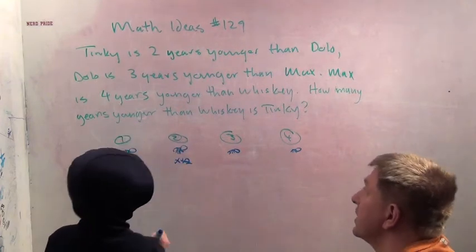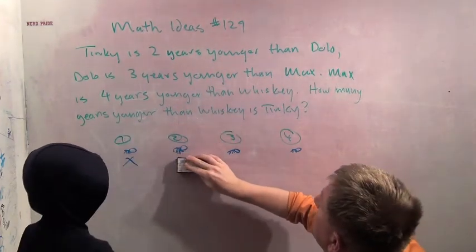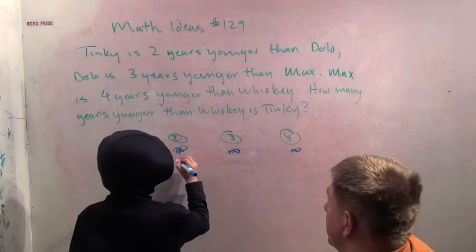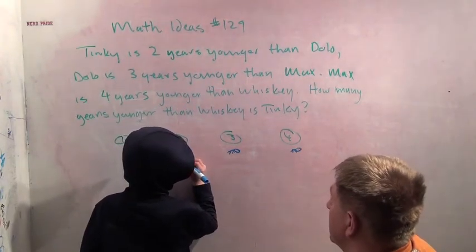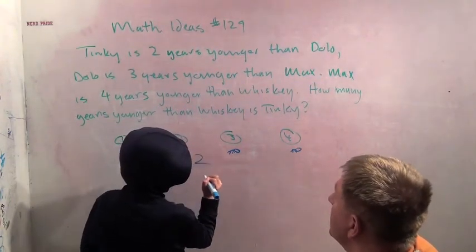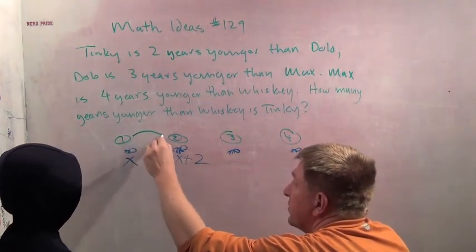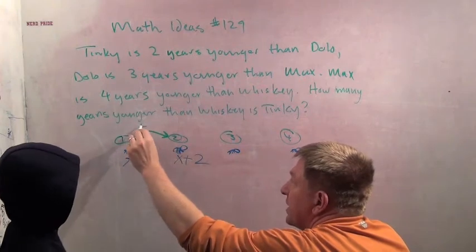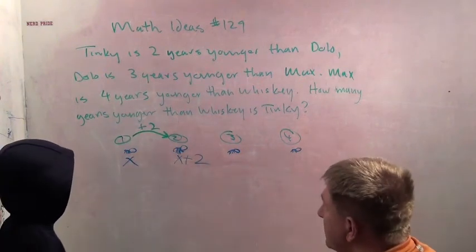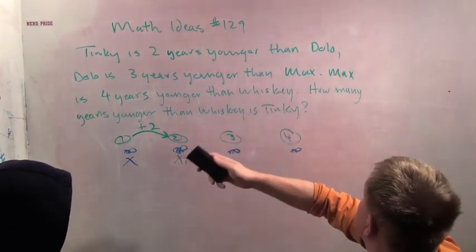Here, I'll write it. Write X plus 2 a little bit bigger. There you go. Good job. So to go from Tinky to Dolo, we had to add 2. Now we have to go from Dolo to Max.